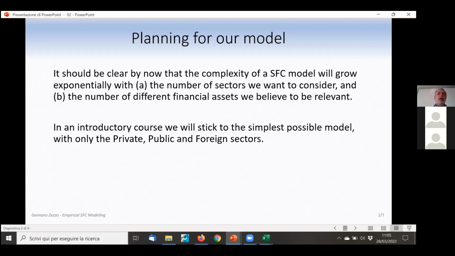So complexity increases both with the number of sectors we want to discuss, or maybe the number of financial institutions we want to include, and with the number of different financial assets that we want to consider in the model. So in this week, unless we go very fast, we will stick to the simplest possible model made up of three sectors. So the private sector, which will include the households, non-financial business, and the financial business, then the public sector and the foreign sector.